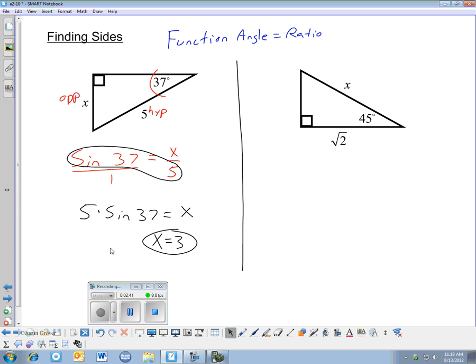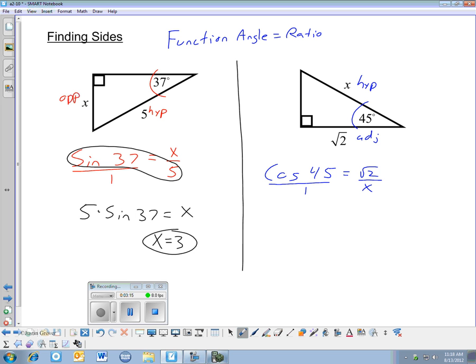Let's try our second example over here. The angle we're going to use for perspective is 45. From that perspective, the opposite side is missing. x is the hypotenuse, and radical 2 is adjacent. So what function uses these two? Cosine. Cosine uses adjacent and hypotenuse. So the function is cosine. The angle is 45, because it's all going to set up as function, angle, equals ratio. Adjacent over hypotenuse would be radical 2 over x.